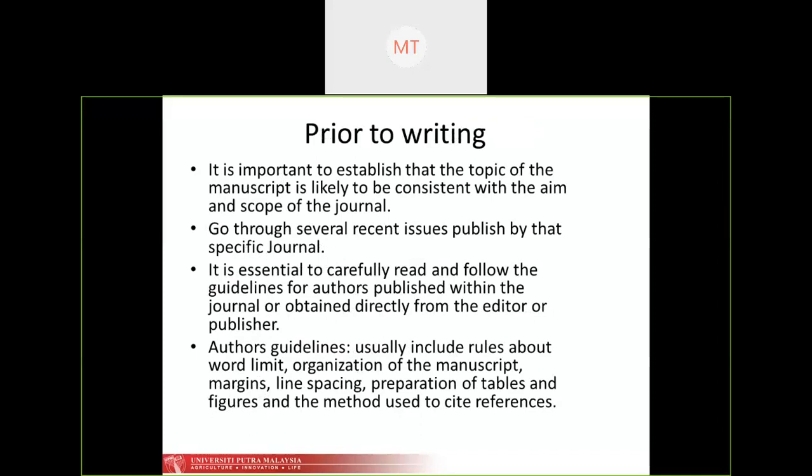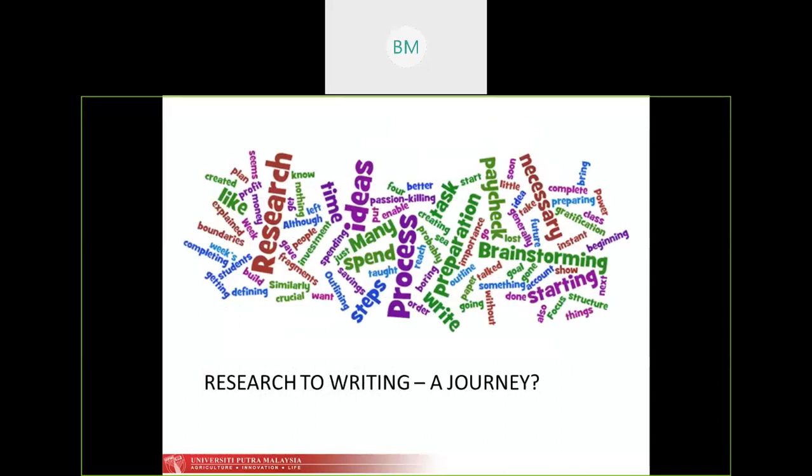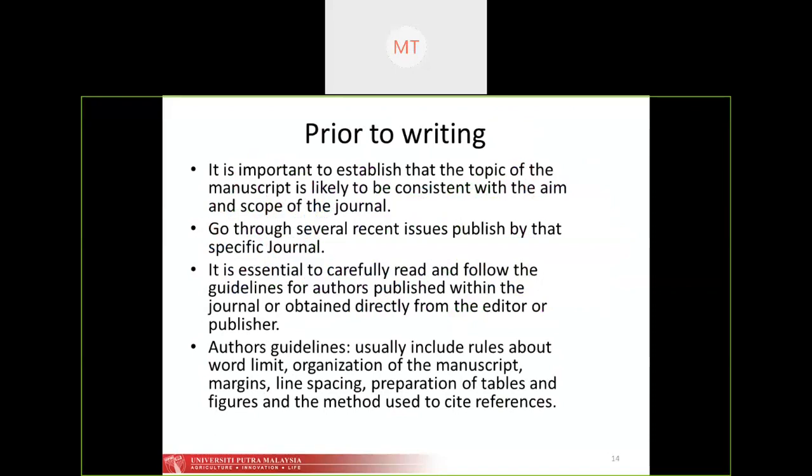Prior to writing, it is important to establish that the topic of the manuscript is likely to be consistent with the aim and scope of the journal. Always make sure when you write on a research topic, your manuscript is consistent with the aim and scope of the journal. Number 2, go through several recent issues published by that specific journal, meaning to say, try to cite at least 2 or 3 papers from the journal in order for your manuscript to be accepted.